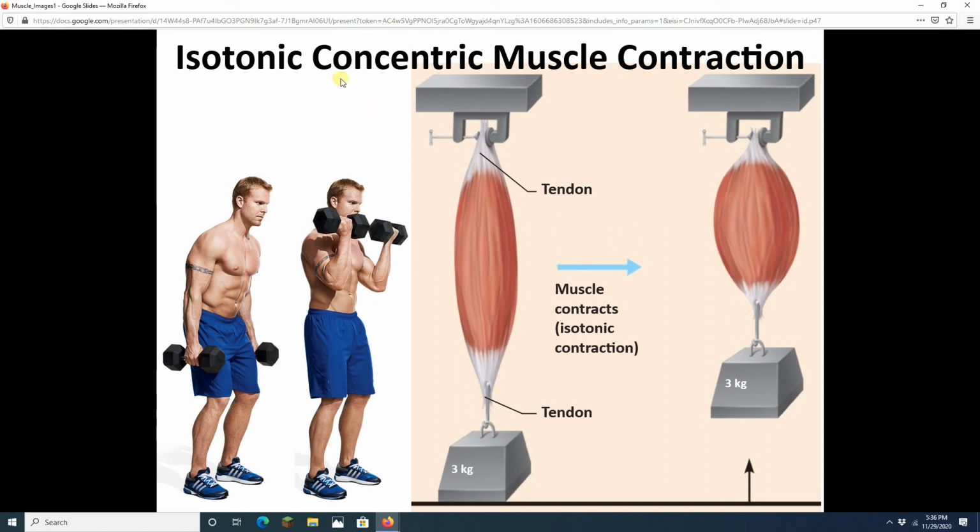Concentric refers to the fact that the muscle cell is shortening. Concentric, kind of like think towards the center here. The ends of the muscle are going towards the center. So pretty much any muscle contraction we think of, when we're bending our elbow with our biceps, straightening with our triceps, anytime we're actively exercising a muscle, we're probably doing isotonic concentric contractions.